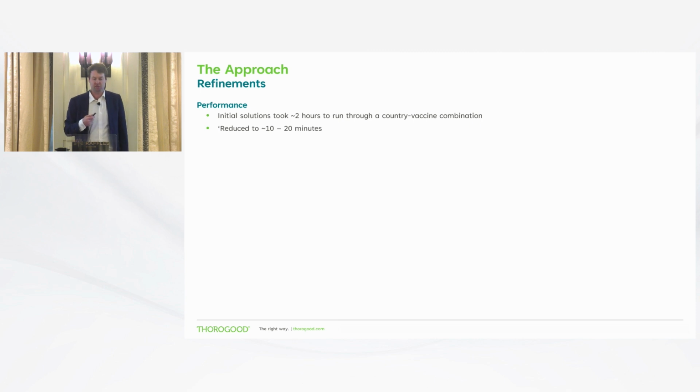Initially, the solution took nearly 2 hours to run for a country vaccine combination. Because we were returning so much information, the refined process that I mentioned before helped improve that, but also optimizing the model and where we hosted it enabled a higher throughput of tokens, or really the information that we're passing through it. And that reduced the time to 10 to 20 minutes per detailed search.